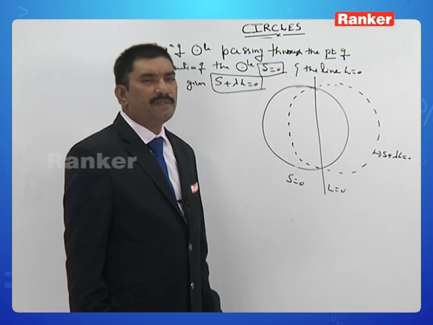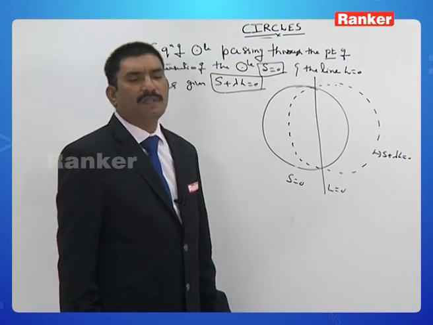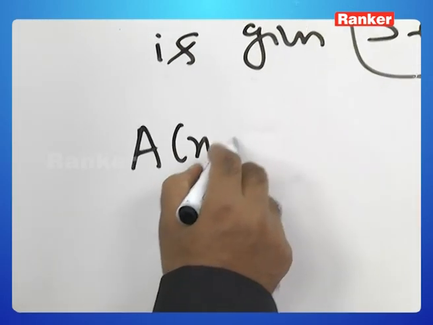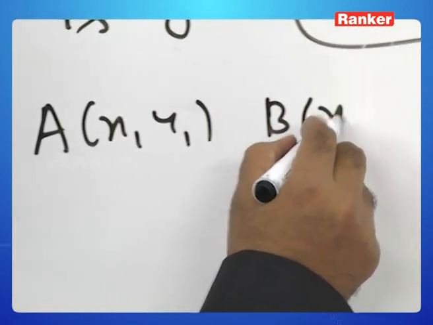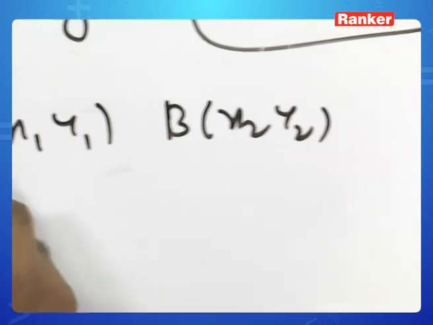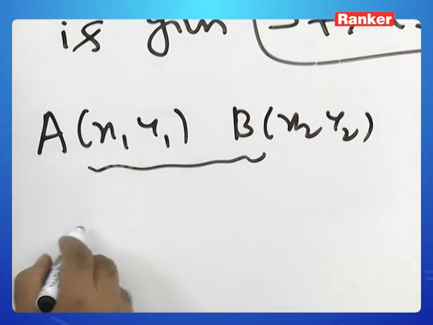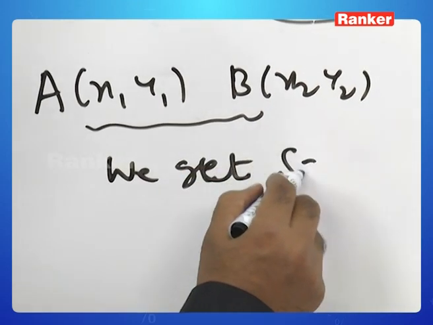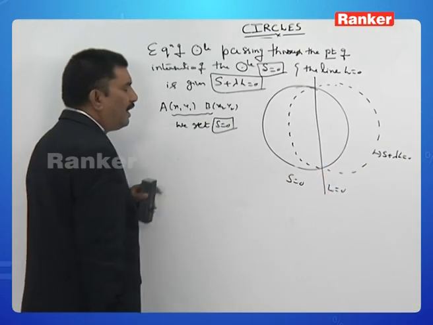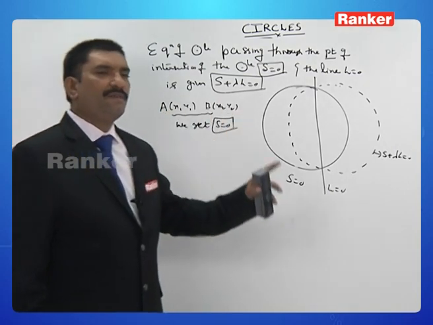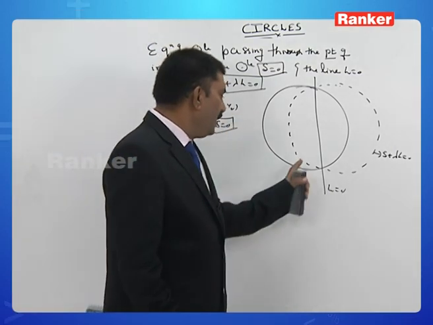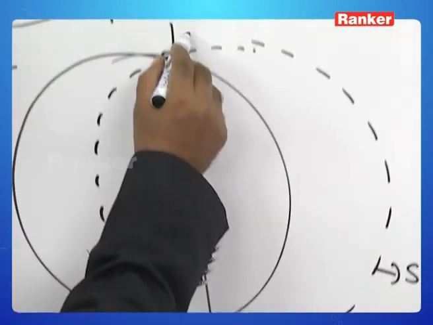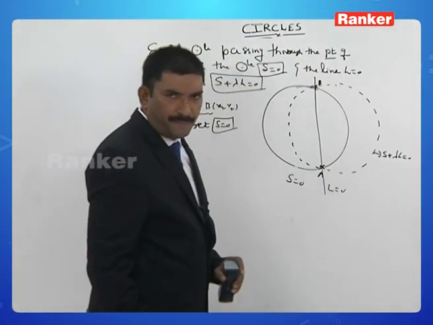Yes, this application S plus lambda L, we can also use to find the equation of a circle passing through 3 points. How, sir? In an elaborate way, you take A of x1, y1 and B of x2, y2 as the ends of a diameter. We get S is equal to 0. This is the circle having A, B as the ends of a diameter. We got S. Taking this as A, taking this as B, correct or not? Okay.